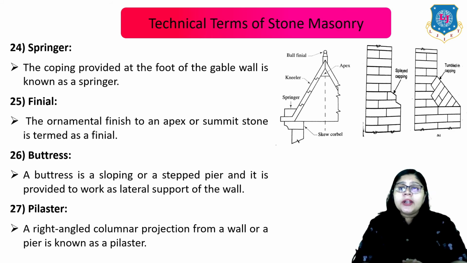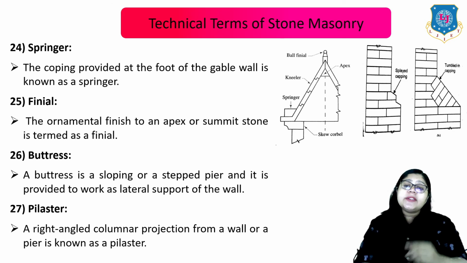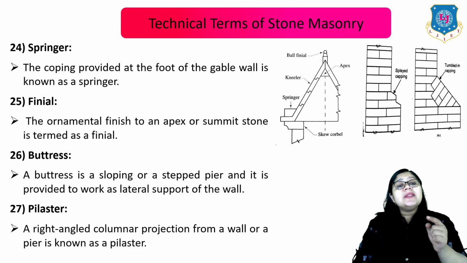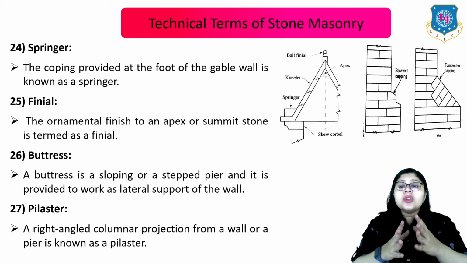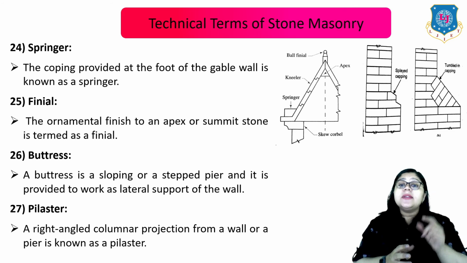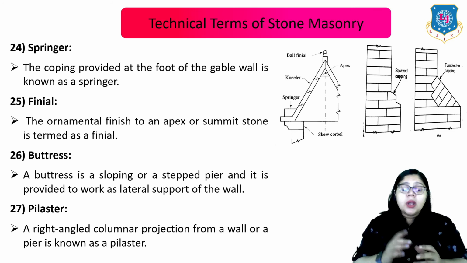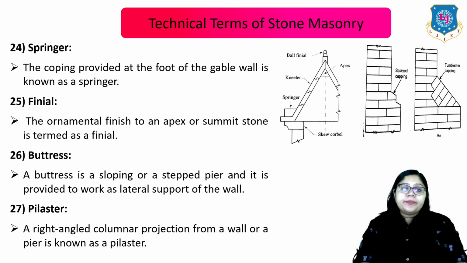Next is the finial. It means the ornamental finish to an apex or summit stone is termed the finial. You can see the apex is the top portion, but after that we make some finishing work that is known as the finial. Next is the buttress. A buttress is a sloping or stepped pier and it is provided to work as a lateral support of the wall. Next is the pilaster. A right angled columnar projection from a wall or a pier is known as the pilaster.